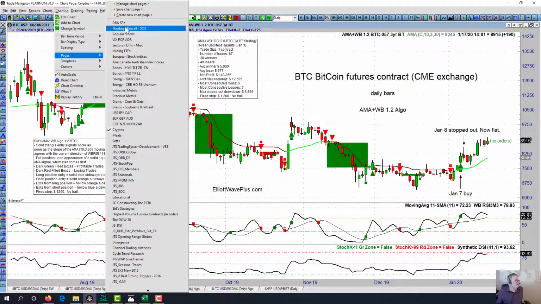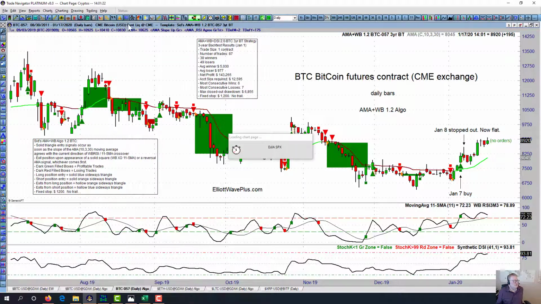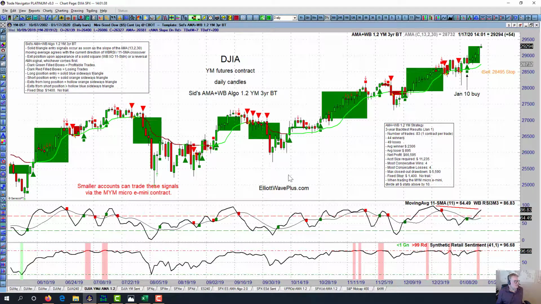One of the best ones, and the reason I know this is I'll show you the spreadsheet in it, but one of the most successful algos I've written would be the one that's running on the Dow Jones Industrial Average YM contract, which theoretically I told it to bring up. Yeah, there we go. So this is the Dow Jones Industrial Average, the YM futures contract, and look at all those big green winners and tiny losers.